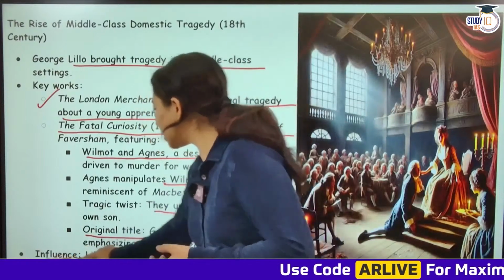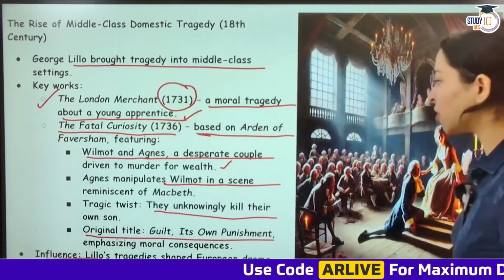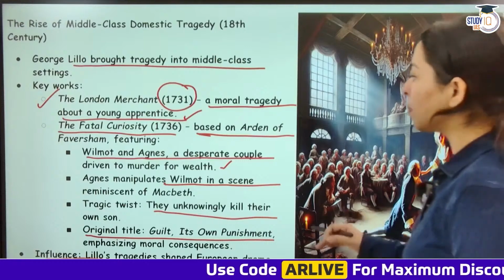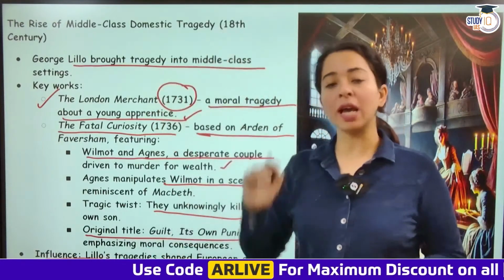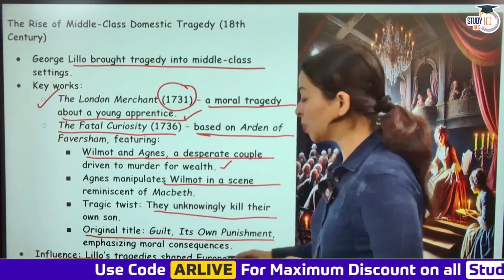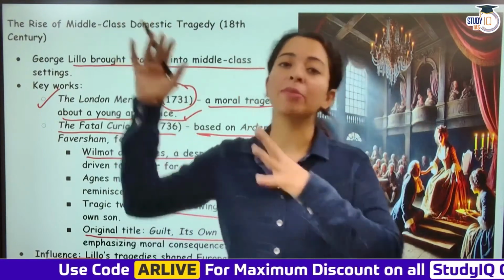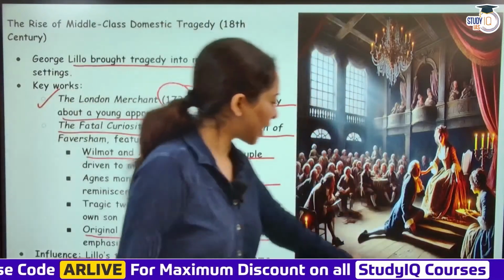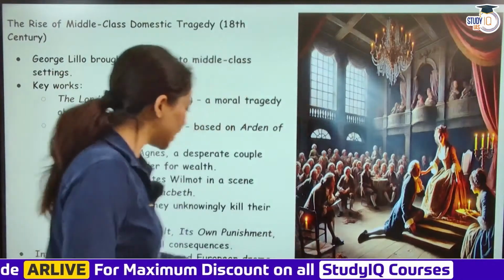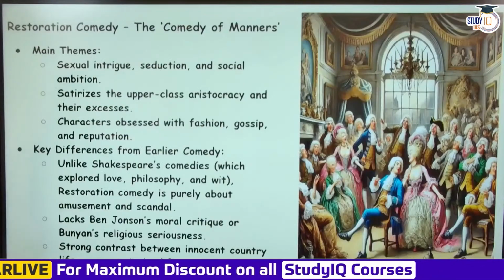So Lillo's tragedies influenced and shaped European drama, inspiring Albert Camus. Albert Camus, 1945. Okay, if we look at the modern era, that was his inspiration. George Lillo inspired Albert Camus. Now that's a huge thing. Okay, so this happened during that time. Middle class plays were kind of on the rise, especially by George Lillo.